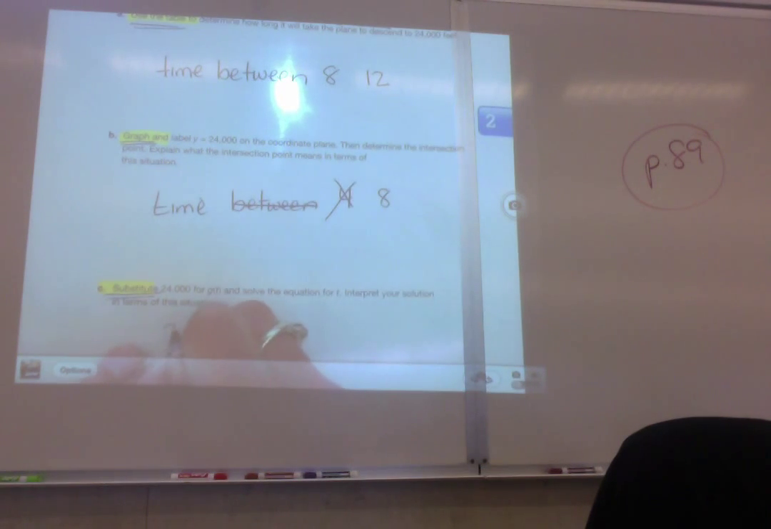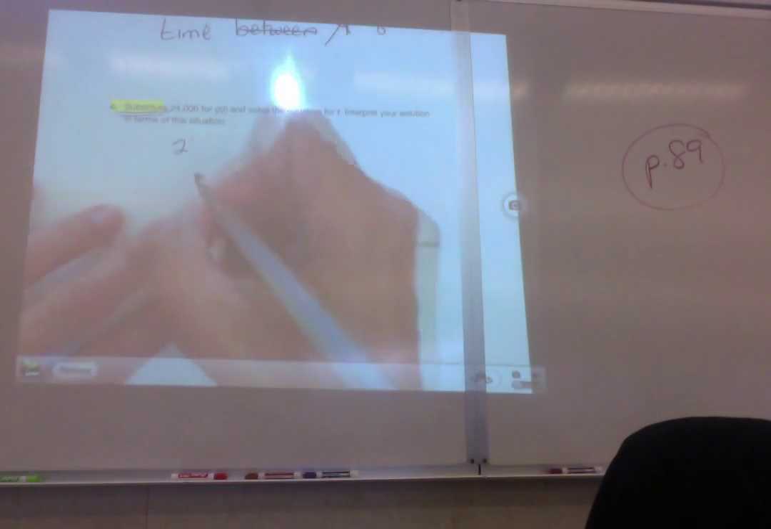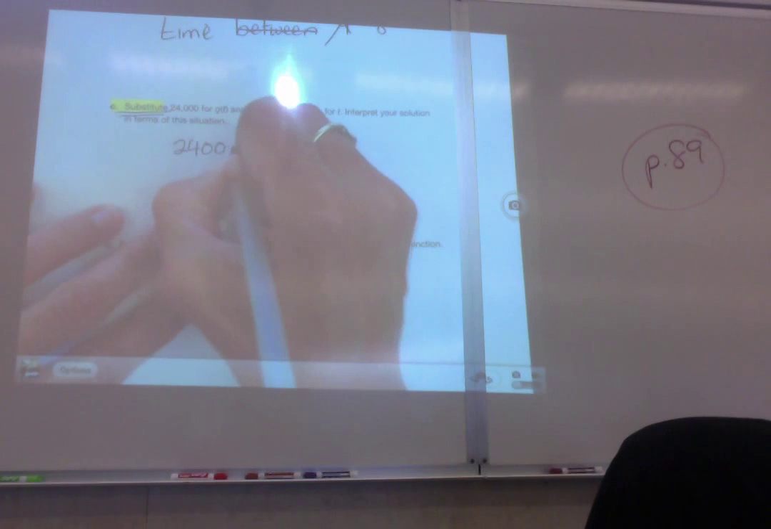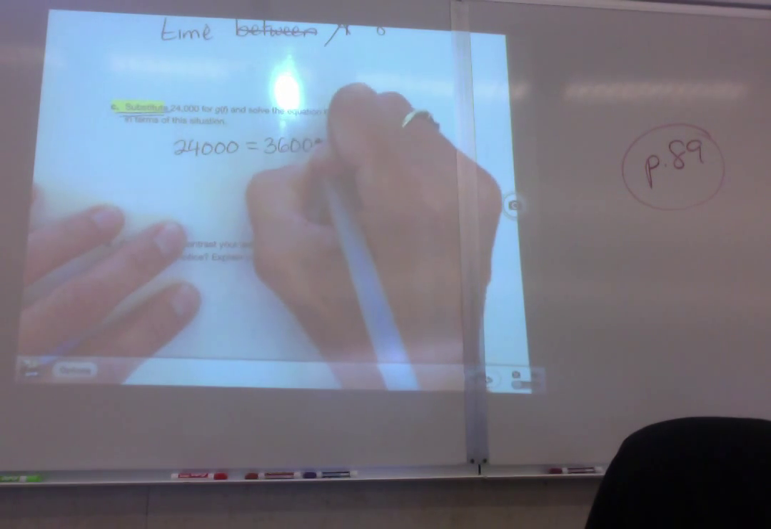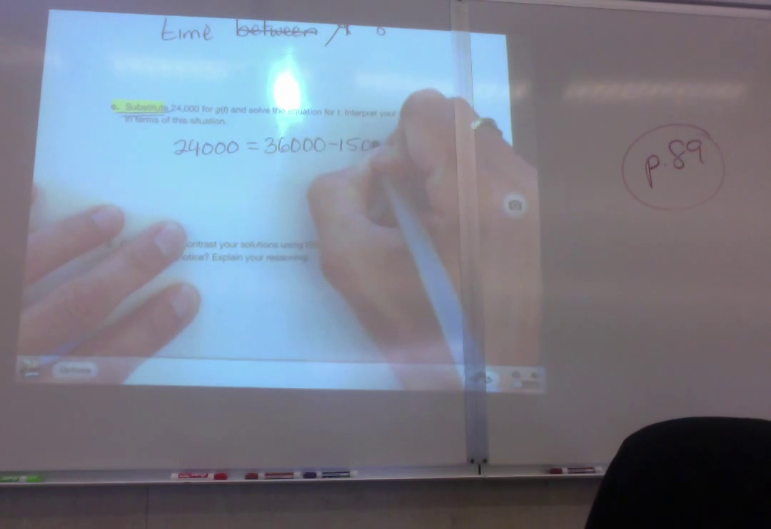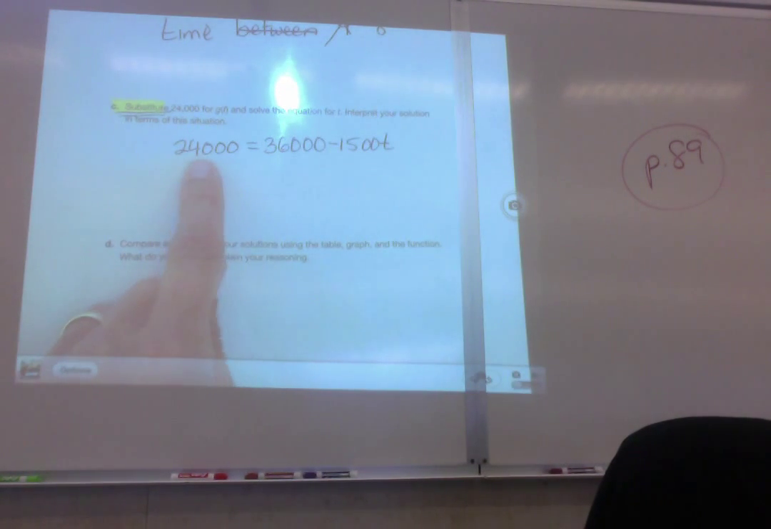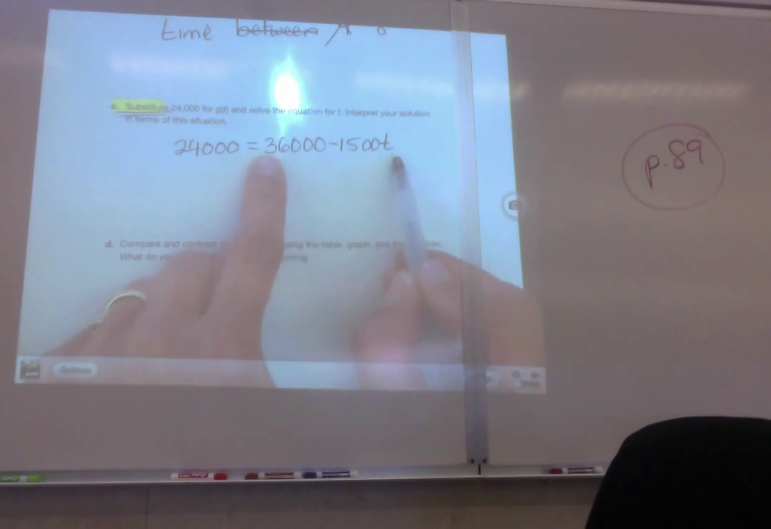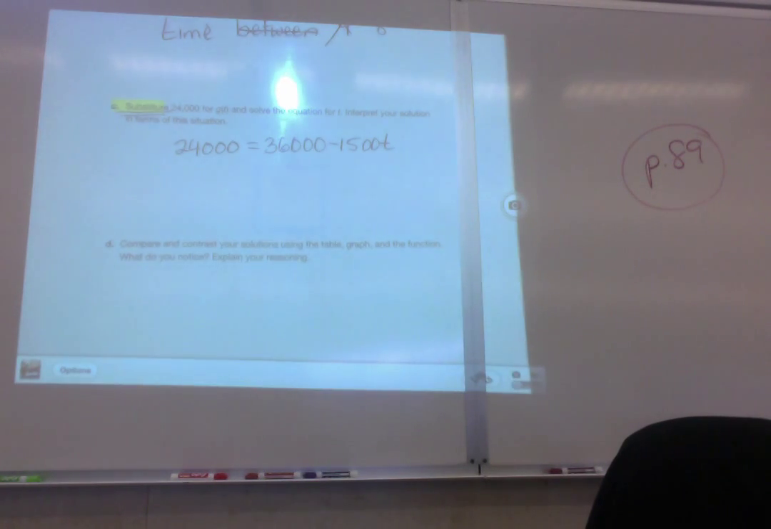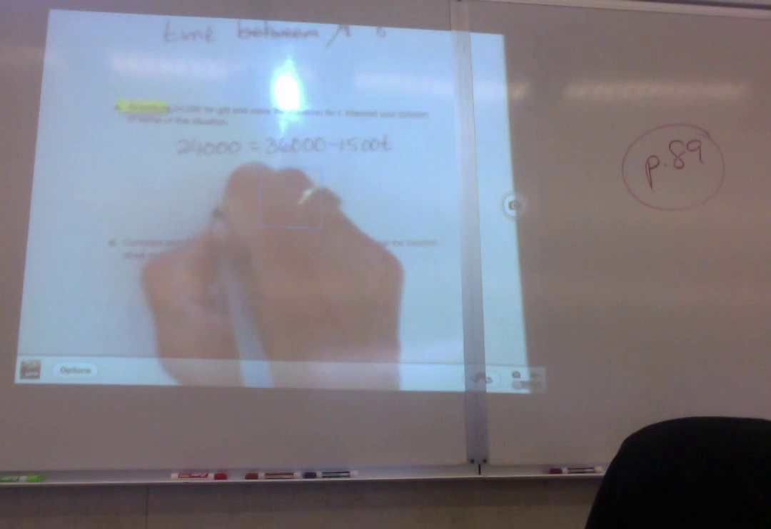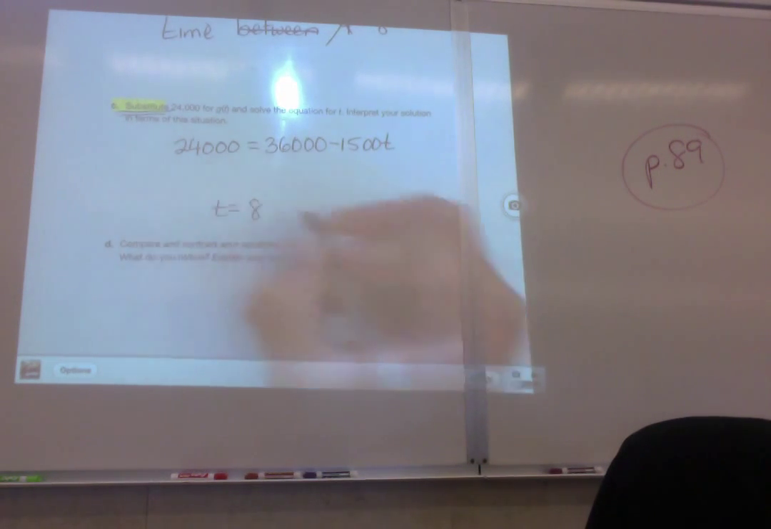Substitute and let's see if we get the same thing. You got 8 also, but here's what it'll look like written down. The 24,000 gets put over on the function side, and we've been using this same function over and over. We're going to have to subtract this and then divide to get t by itself. Did we get 8? Yes.